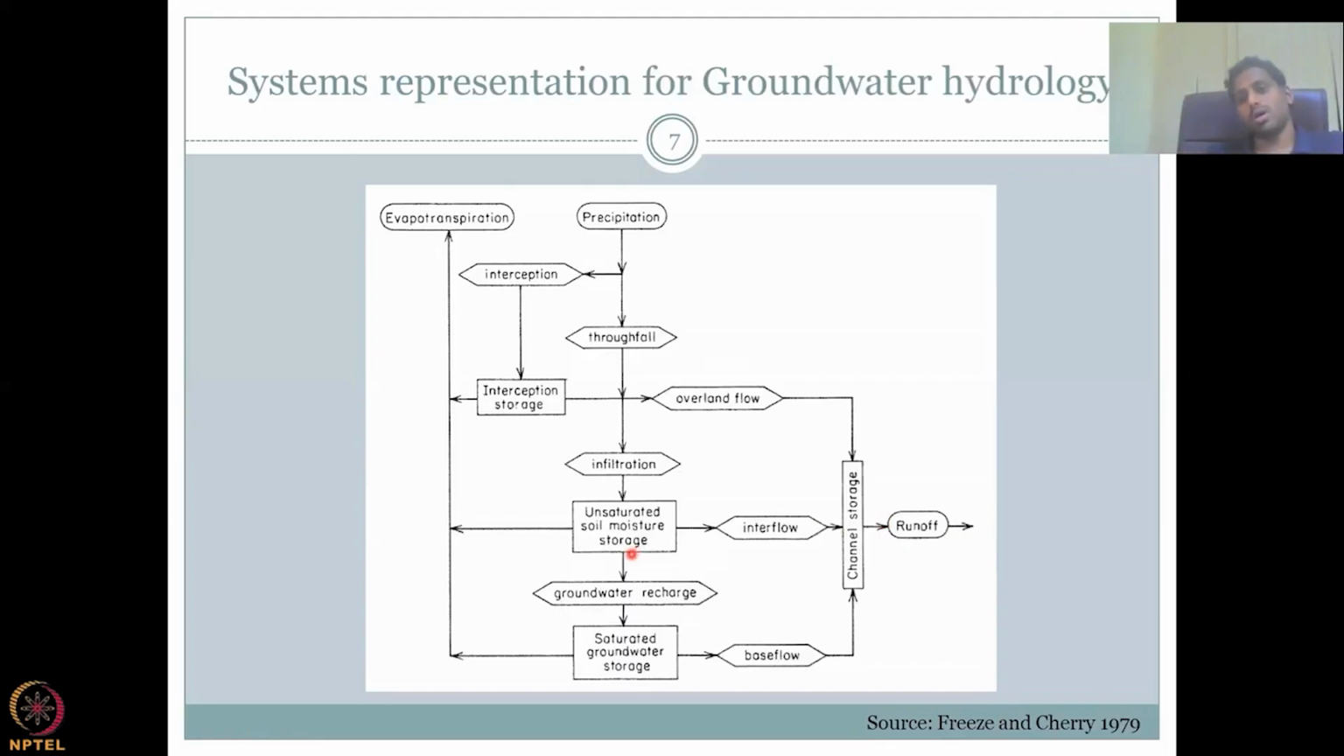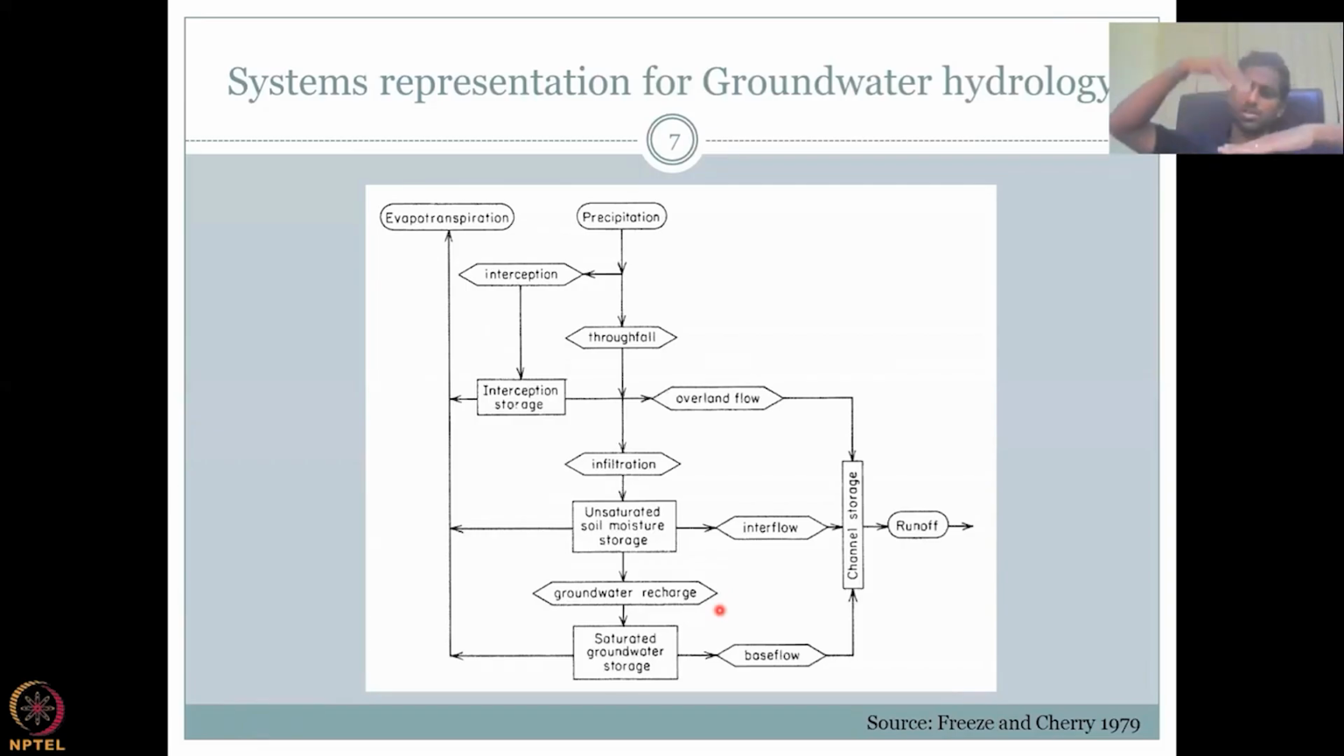What happens to the water after you're unsaturated? It goes to the saturated zone, which is called the groundwater recharge. So here it is soil moisture recharge, infiltration, and here it is percolation into the groundwater recharge. So what happens here? Groundwater recharge is happening. It goes into the saturated groundwater storage. So there's already a component in your soil profile which has water fully, which means all the pore space is full of water, and that is called the saturated zone. Into that it will go.